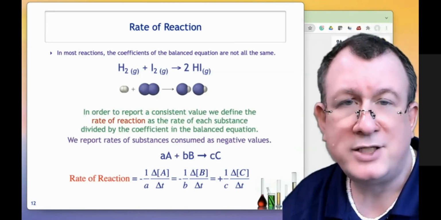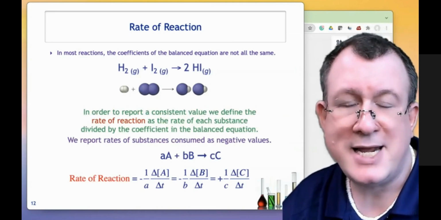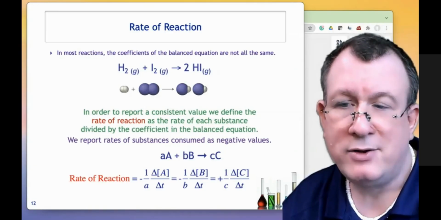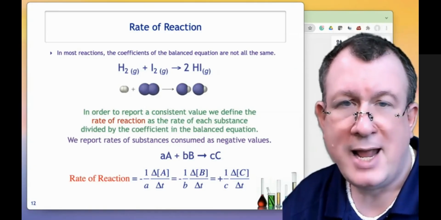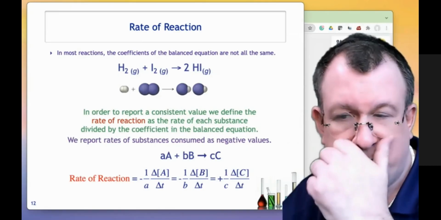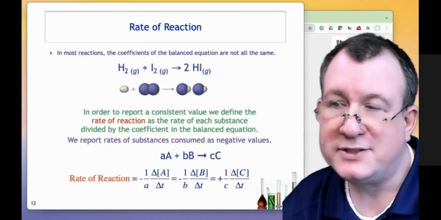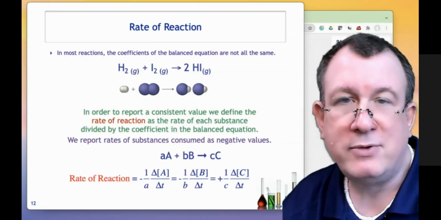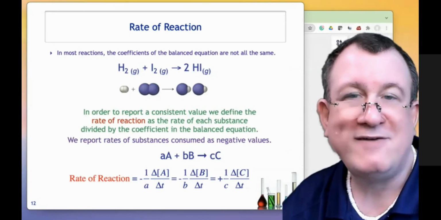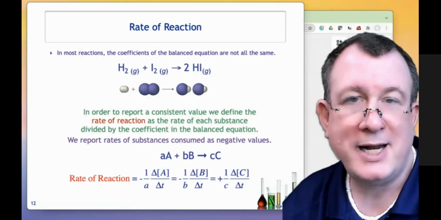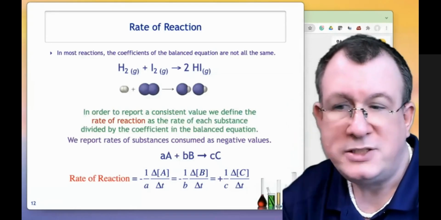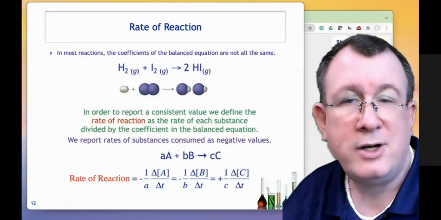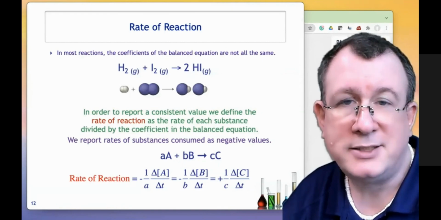The rate of reaction is defined by taking any one of those rates and dividing it by the coefficient that's in front of it. So for example, in this particular reaction, if somebody gave me the rate of HI, I would take that number and divide it by +2, and that would give me the rate of reaction. And if somebody asked me on a test what's the rate of reaction, and they gave me the rate of HI, I would take that rate and divide it by +2.